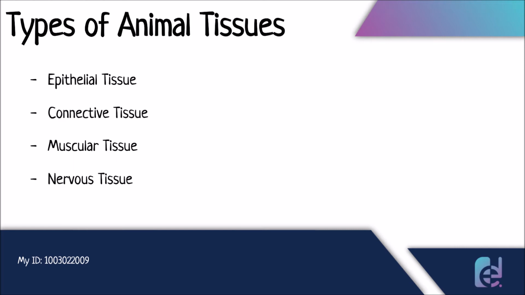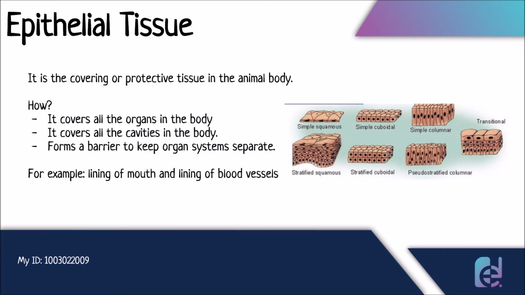So there are mainly 4 types of animal tissues. The first one being epithelial tissues, the second one connective tissues, we have muscular tissues, and we have nervous tissues. You might be familiar with a few of them such as muscular and nervous. Epithelial and connective might be new to you. So what is epithelial tissue? Epithelial tissue is the covering or protective tissue in the animal body.